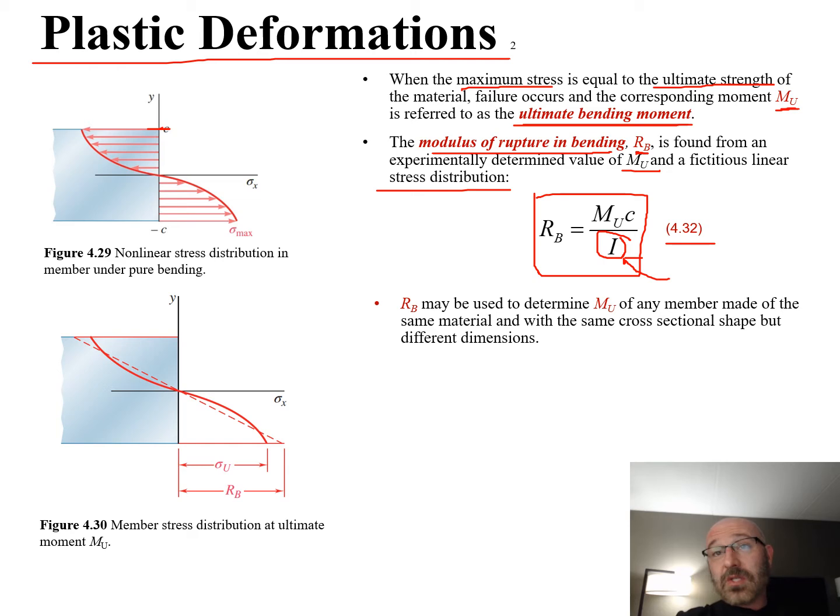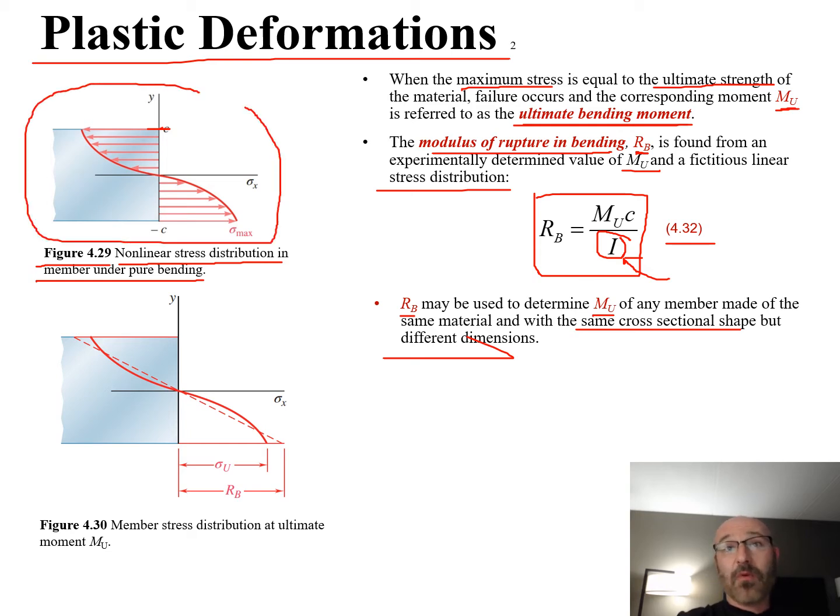Another thing to discuss is that R sub b, the modulus of rupture in bending, may be used to determine the M sub u of any member made of the same material with the same cross-sectional shape but different dimensions. Then we can go back to the same figure 4.29 that we looked at before, where we see the nonlinear stress distribution in a member under pure bending. That's the same figure we talked about on the previous slide.